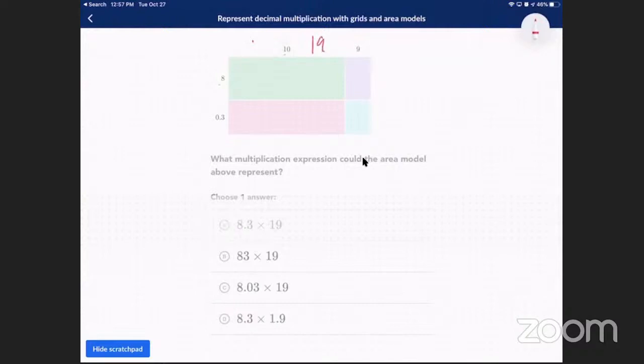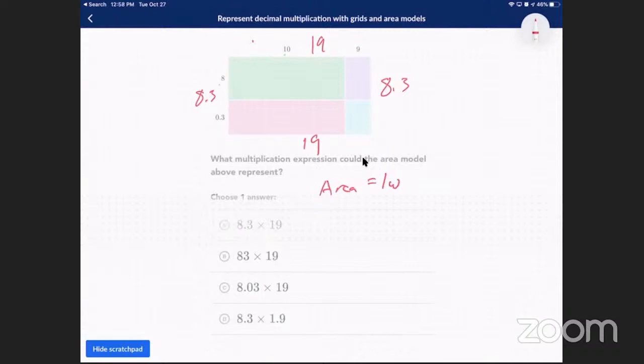That means 19. And then you have here 8.3. That would mean that this side is 8.3 because these are even. And this is 19. So then it says, what could this expression of the area model represent? So 8.3 times 19, this makes sense because that would mirror area is length times width.